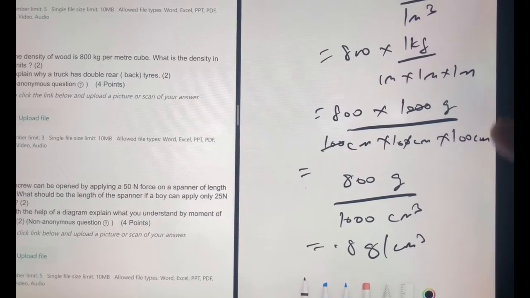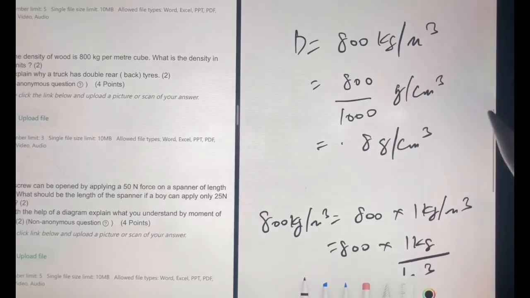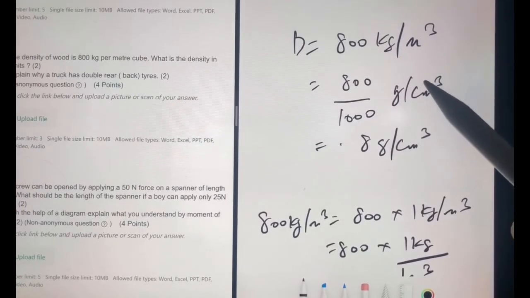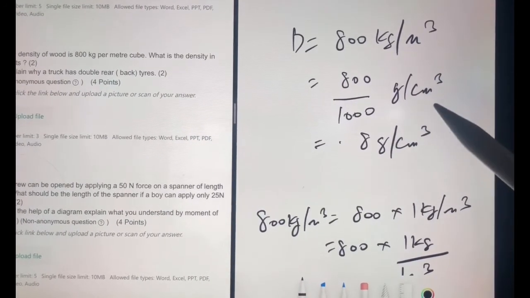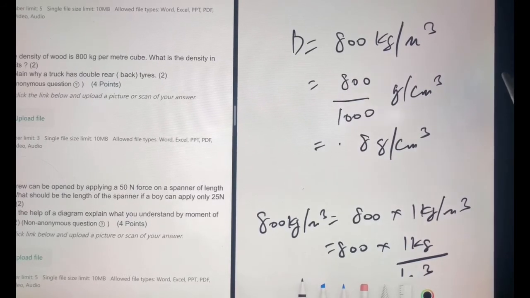Of course, you don't have to do all this. If you just remember that to convert from SI to CGS, we divide by 1000, and to convert from CGS to SI, we multiply by 1000.